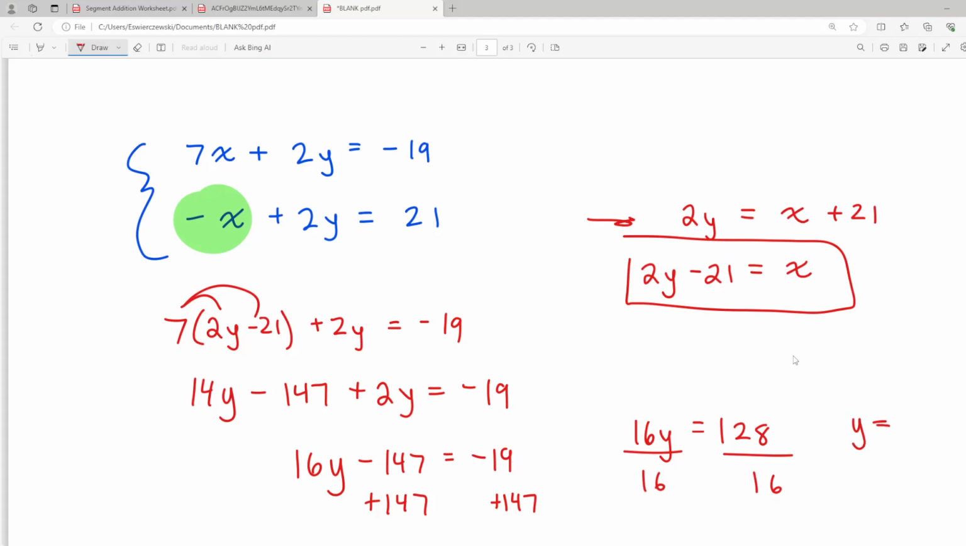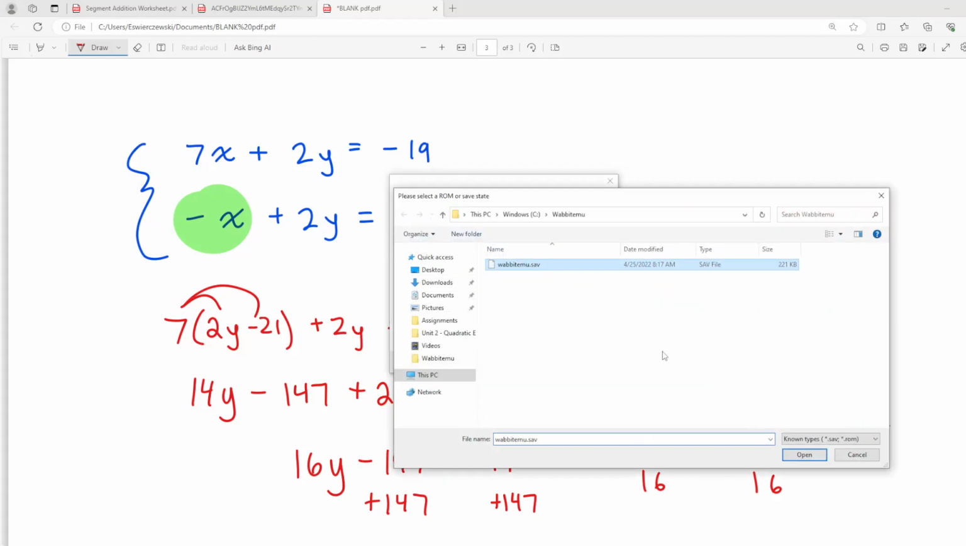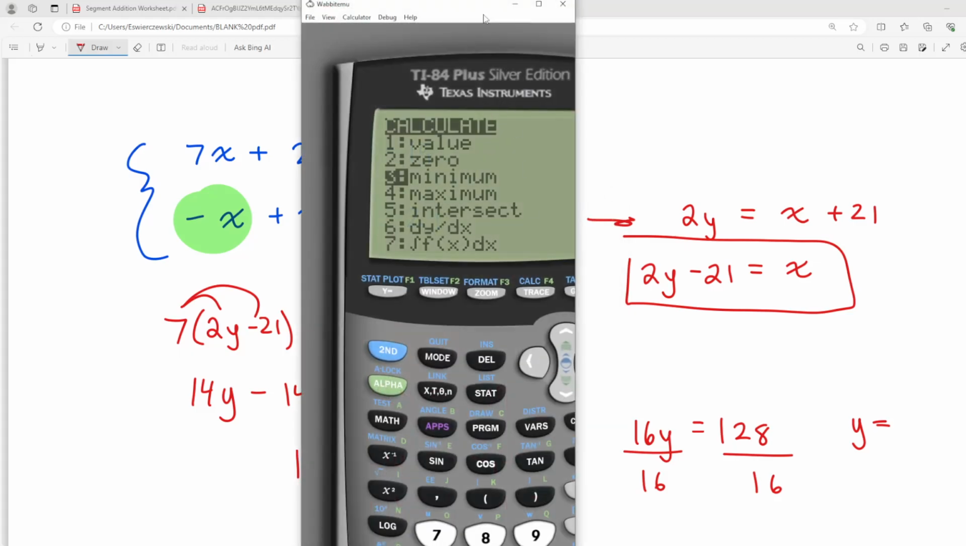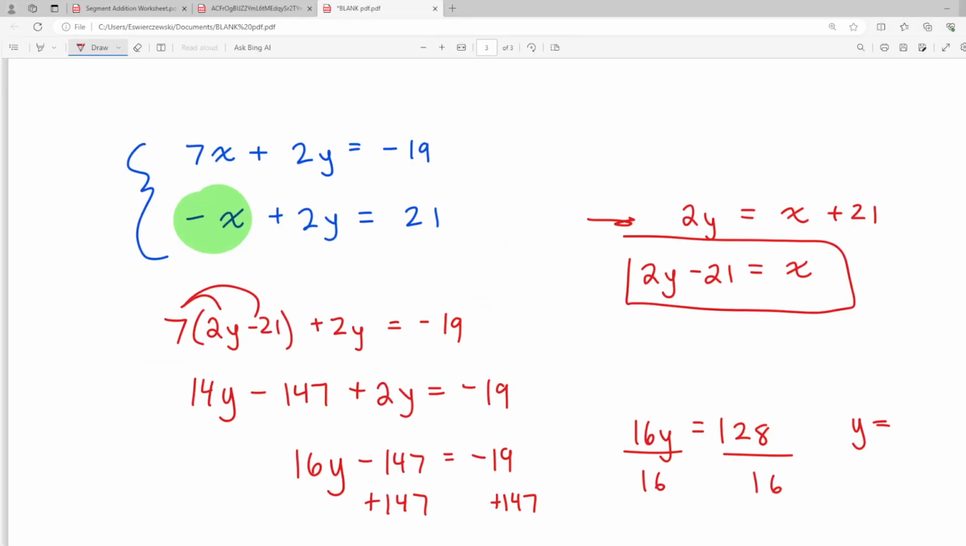So y equals 128 divided by 16. I'm just going to grab a calculator because I'm feeling lazy. 128 divided by 16 is 8. Probably could have done that. y equals 8. Great. And then we can take this, plug it in.